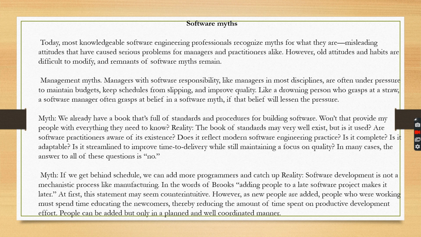Reality? Software development is not a mechanistic process like manufacturing. I repeat, software development is not a mechanistic process like manufacturing. People who are working must spend time educating the newcomers, thereby reducing the amount of time spent on productive development effort. People can be added, but only in a planned and well coordinated manner.